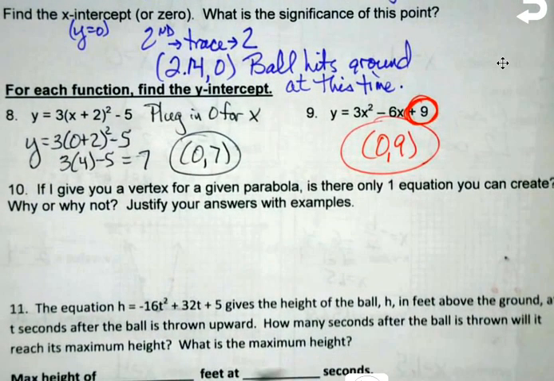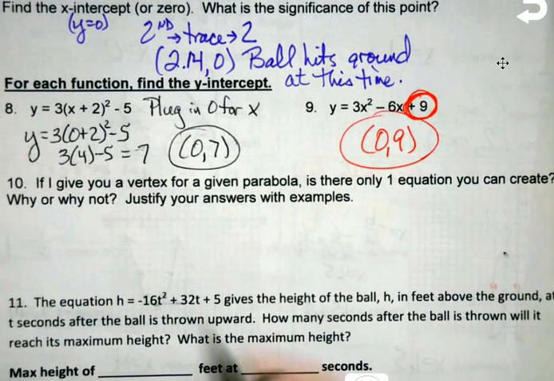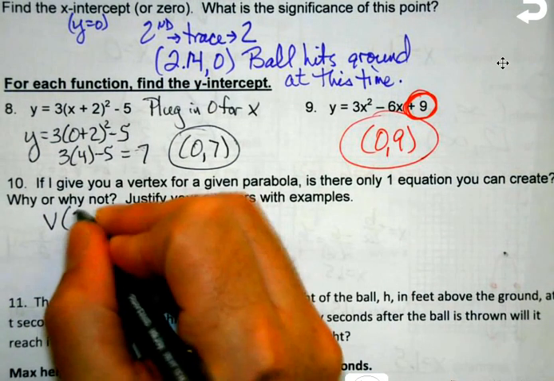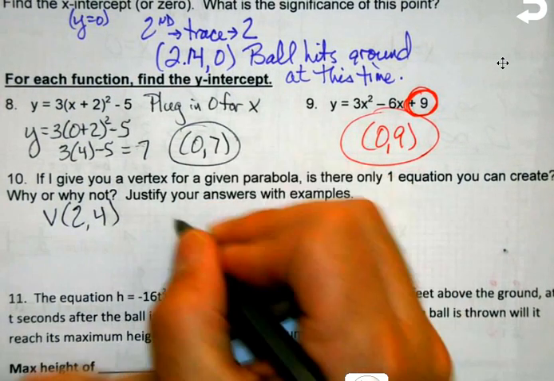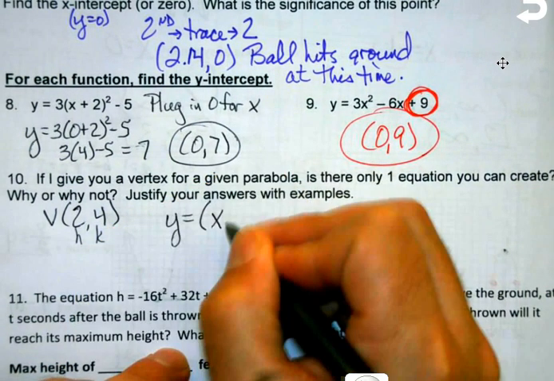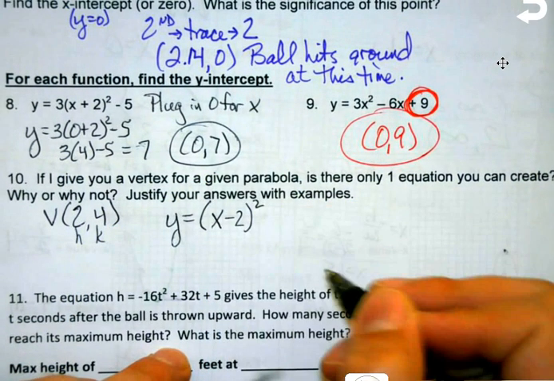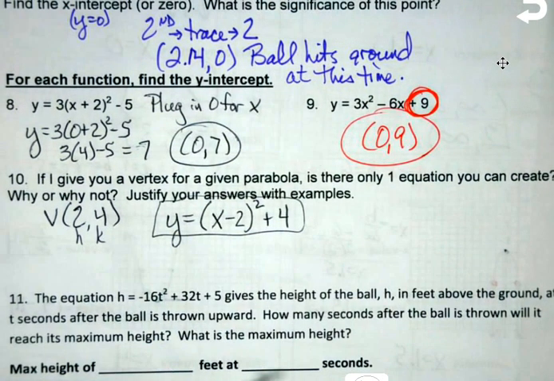Now, here comes the open-ended question of the quiz. Guaranteed something like this is coming tomorrow. If I give you a vertex for a given parabola, is there only one equation you can create, y or y not? Okay, let's make up something. I give you a vertex, I don't know, say 2, 4. Can I only make one equation using vertex form? Well, let's see. I do x minus h, and again, you have this on your cheat sheet, squared plus 4. Okay, that would be one example.